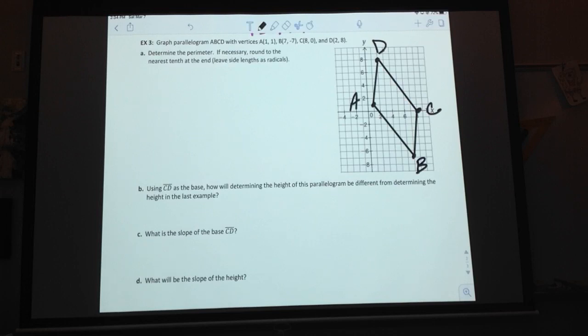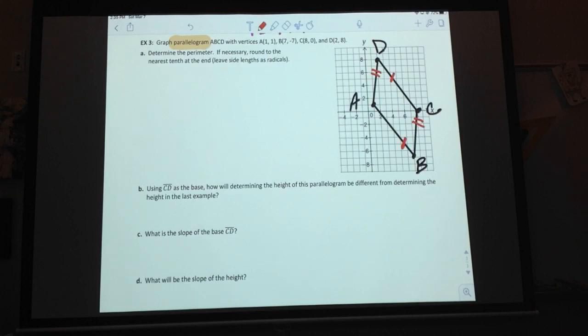So, we have these. Now, what do we know about this? We know that we defined it as a parallelogram, correct? Yes. So, I know that this is congruent to this. I know that this is congruent to this, right? And I know that because I defined it as a parallelogram. So now it says determine the perimeter, if necessary, round to the nearest tenth. Leave side lengths as radicals.